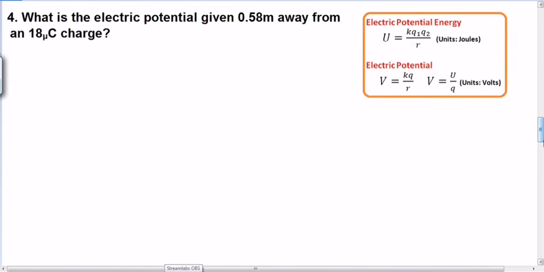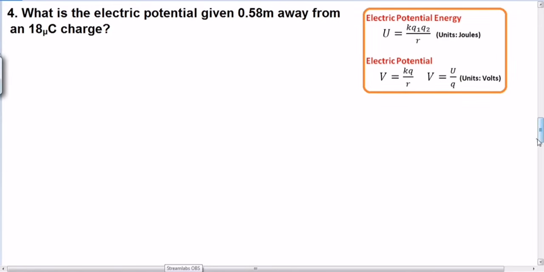What is the electric potential given 0.58 meters away from an 18 microcoulomb charge? So, ang hinahanap na naman dito is electric potential, that is letter V. And then, nagbigay siya ng meter, so that is letter R, 0.58. So, ito hindi na natin i-convert kasi naka-meters na siya. And then, 18 microcoulomb charge is letter Q, isa lang yan. So, micro means times 10 raised to negative 6 coulomb. Okay?